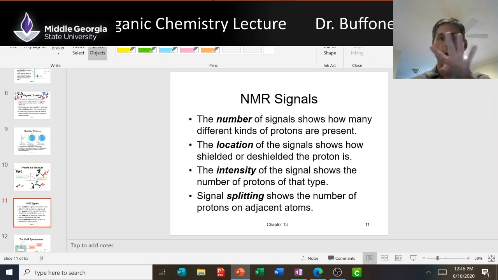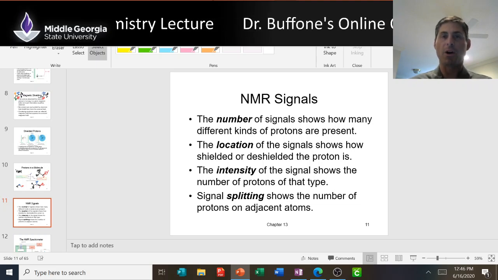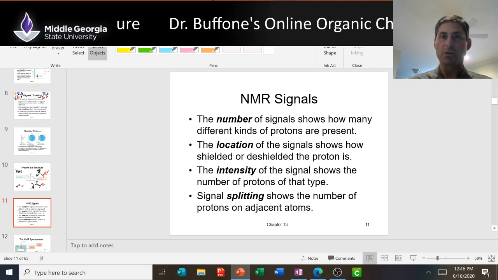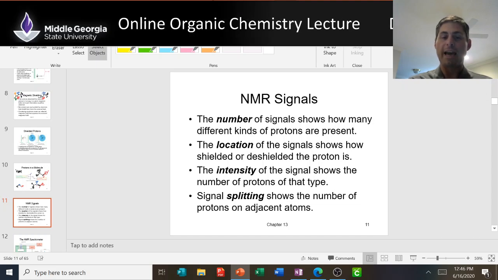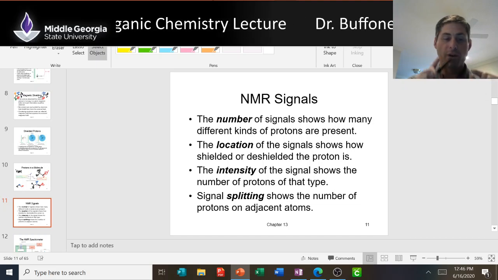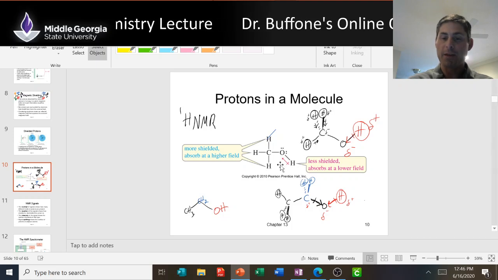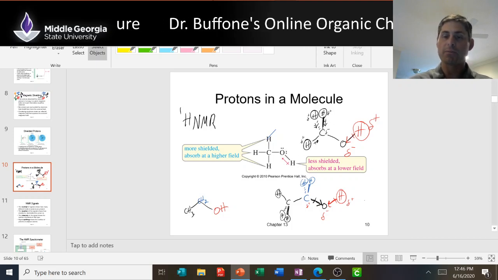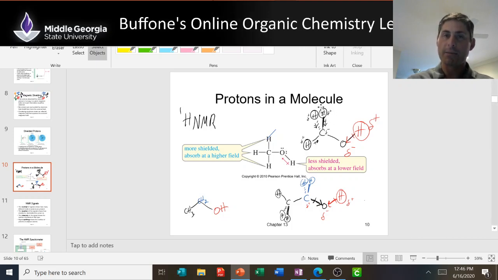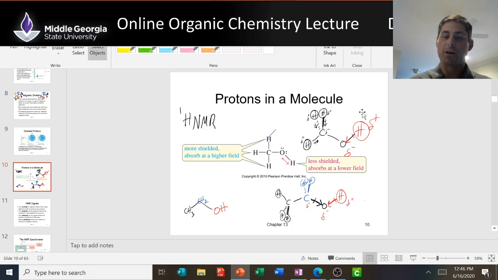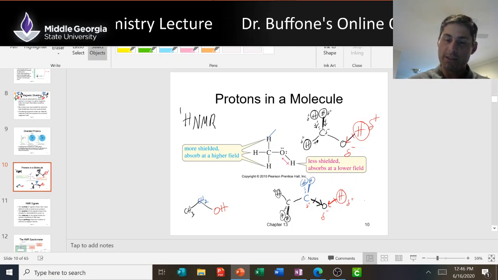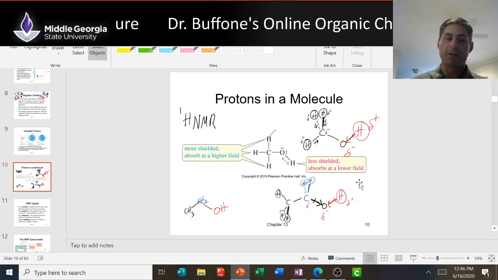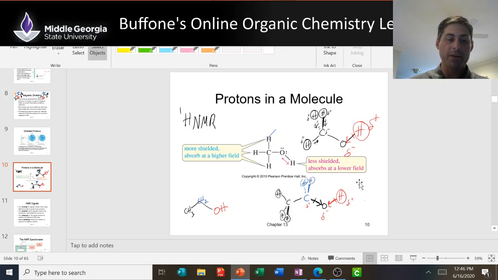So you get 4 things from the NMR spectrum. You get number of signals. We've already talked about that. Number of signals shows how many different kinds of protons are present. Let's jump back. In methanol, we would get 1, 2 signals because we have 1 type of proton and 2 type of proton. In ethanol, we would get 1, 2, 3 signals because we have 1 type, 2 type, 3 different types of protons. How are they different?